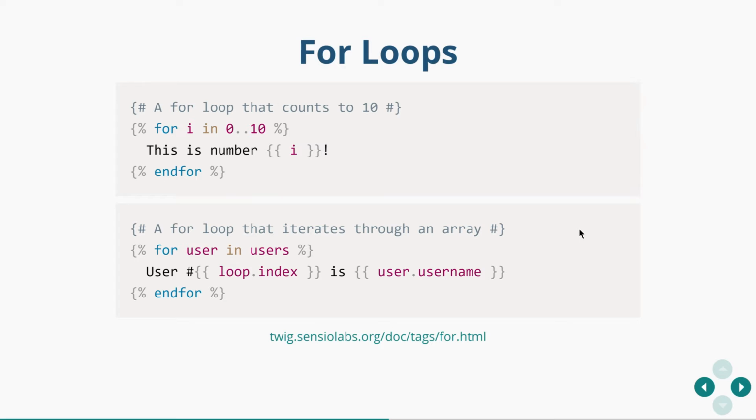For loops, also pretty easy. So example, 0 to 10, I want to go through this and say this is number 1, 2, 3, 4, 5, 6, 7, 8, 9, 10. Do that 10 times. And this one is iterating over an array or object.